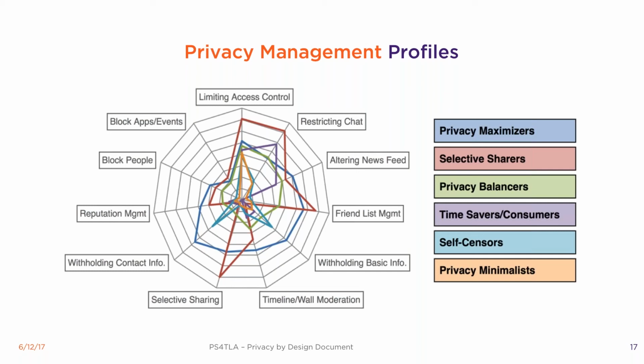So aside from privacy maximizers and minimalists and balancers who do just a lot of everything, a little bit of everything, and kind of anything in between, we find some interesting profiles such as selective sharers who tend to share a lot of information, but they carefully decide what to share with whom. So they need some functionality that allows them to selectively share with certain people but not with others. Like Google Plus's circles is a good example of that.